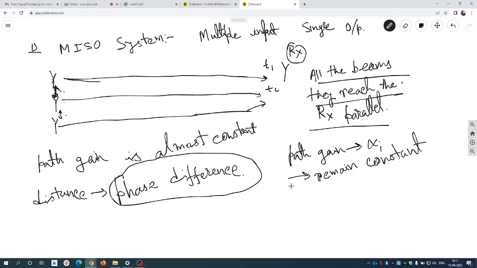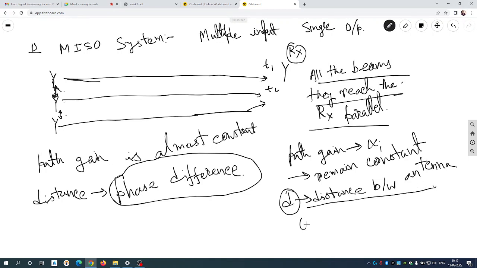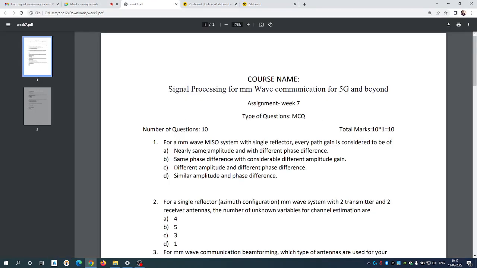However, there will be d, the distance between the antennas. This distance will generate different phi terms. This includes theta and phi components also. So the correct option will be, let us check the options. Nearly same amplitude with different phase difference. This is the correct answer.